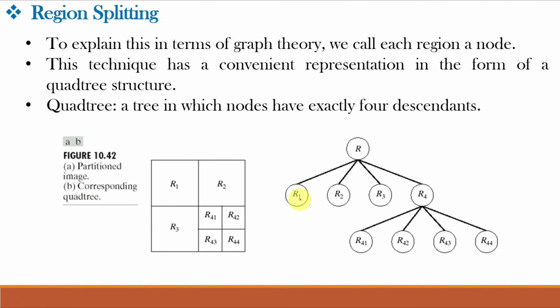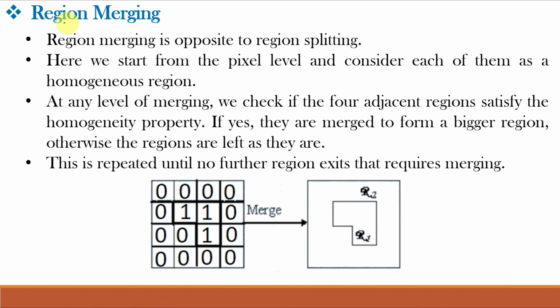Quad means 4, right? Now here R1, R2 and R3 further satisfy the property, so they are left as they are, and leaf R4 does not satisfy the given property. So it is further split into 4 leaf nodes R41, R42, R43 and R44. So the partitioned image looks like this, where R1, R2 and R3 satisfy the property and hence are not further divided like R4. Next is region merging.